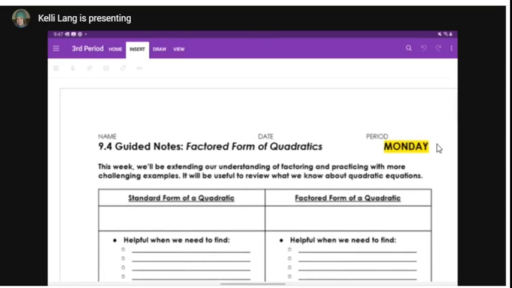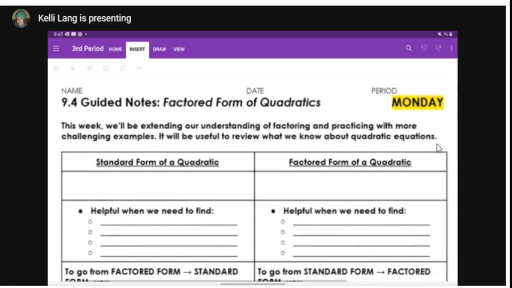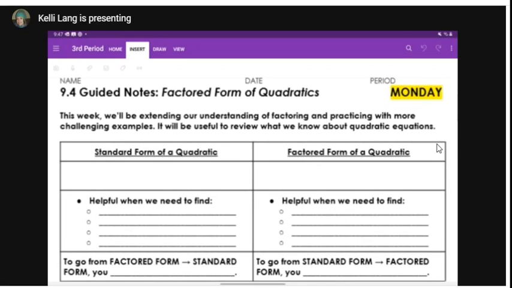Take a look at your 9.4 packet. On Monday's page, right up there at the top, you'll see our title for the week. We're dealing with factored forms of a quadratic. Now, we've been talking about this for a while now. Actually, this is, I think, the third week in a row that we've been talking about the factored form.